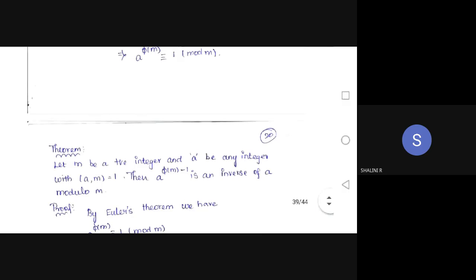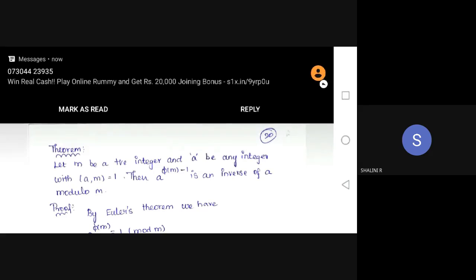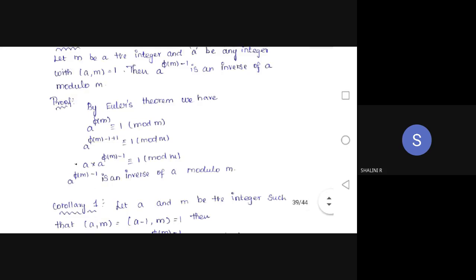Okay. Finally, last class we have proved the theorem. Look at the statement of the theorem. Let m be a positive integer and a be any integer. At the time a is relatively prime to m, then a to the power phi of m minus 1 is an inverse of a under mod m. Okay, so it was proved.